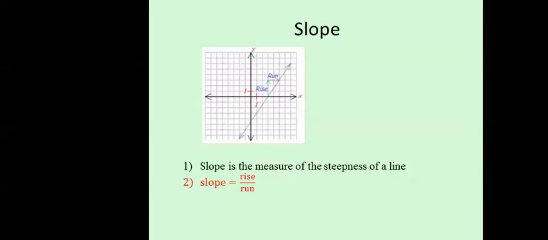All right, now we're going to talk about slope. Slope is the measure of the steepness of a line. How steep is the line? Slope is equal to the rise over the run. So from this point here, I rose 3, and I went to the right 2. The rise is 3, the run is 2.